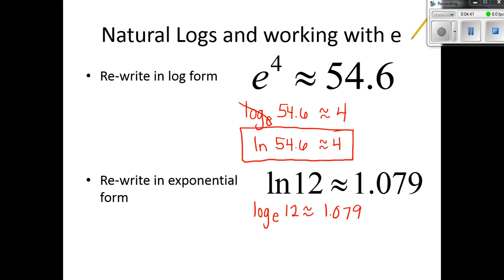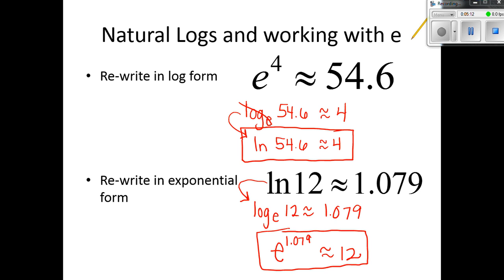And truly, if you know that, we work with ln's, natural logs, and common logs the exact same way. So this would be e to the 1.079 is approximately 12, because I know ln means log base e, or if I know log base e means ln. Okay? That is truly the only difference between what we've done last week working with logs and what we're doing this week working with natural logs. The e is called a natural log.